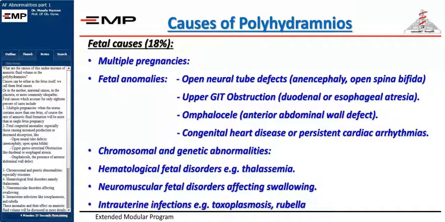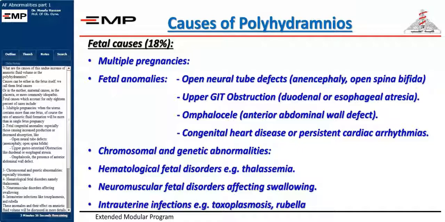2. Fetal congenital anomalies, especially those causing increased production or decreased absorption, like open neural tube defects, anencephaly, open spina bifida, upper gastrointestinal obstruction like duodenal or esophageal atresia, omphalocele, the presence of anterior abdominal wall defect. 3. Chromosomal and genetic abnormalities, especially trisomies.